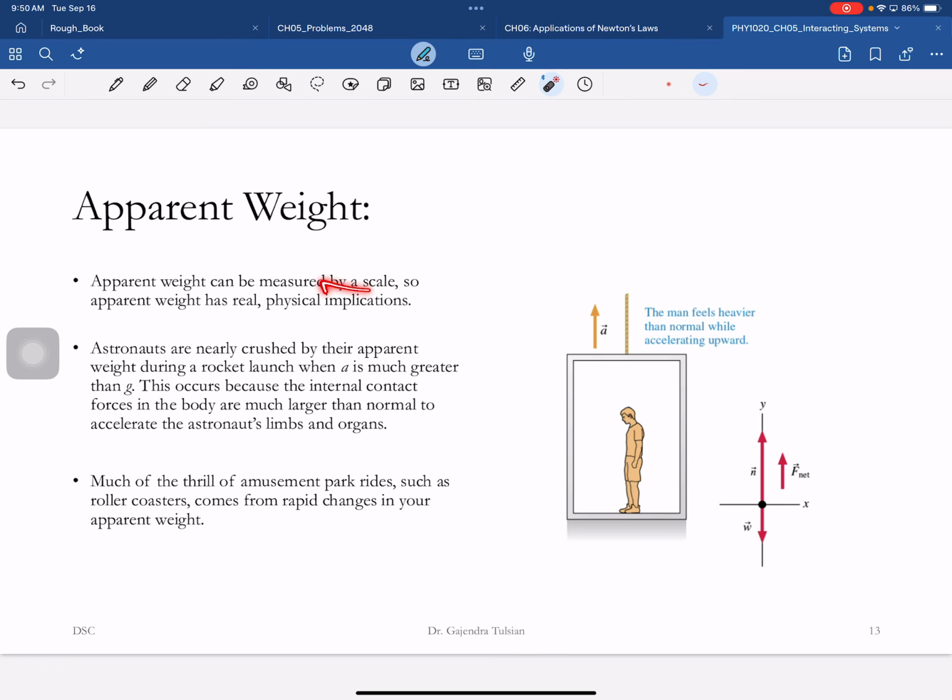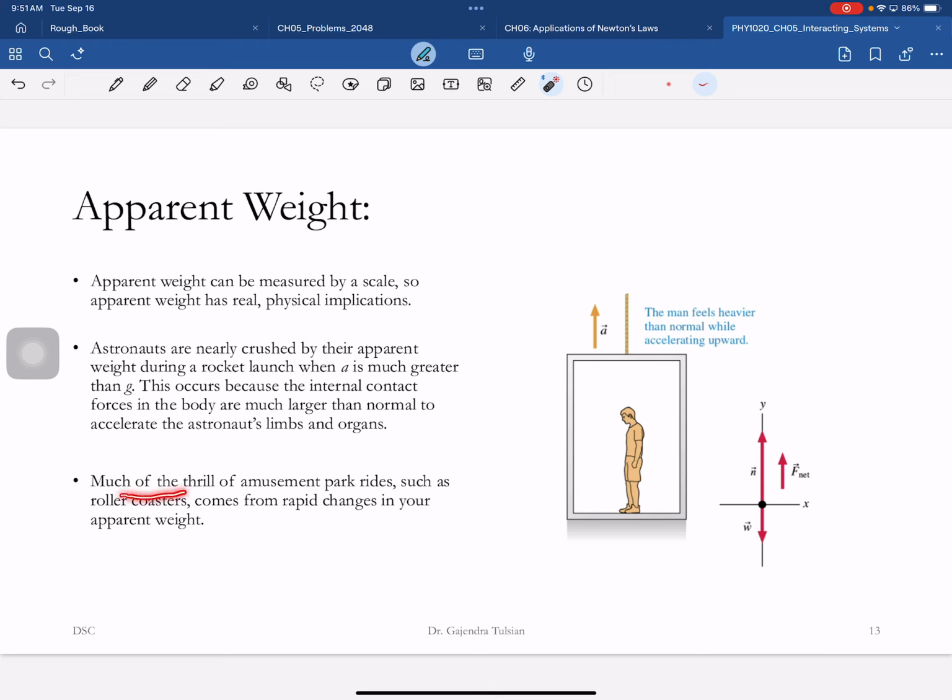So apparent weight can be measured by a scale. Whatever the scale reads, that's what your apparent weight is. Astronauts, when they're launched in rockets, can experience quite large G's. During re-entry, when they slow down, they can experience 6 to 7 G's. What that means is they're feeling 6 to 7 times heavier than their normal weight. And you've got to train for that kind of stuff.